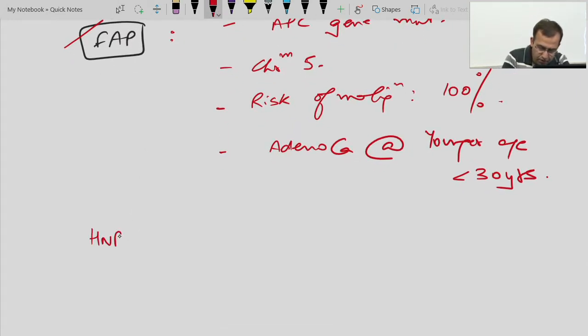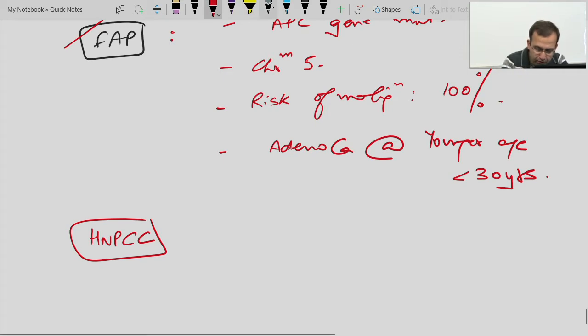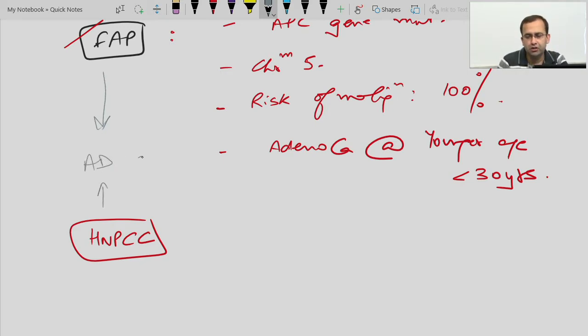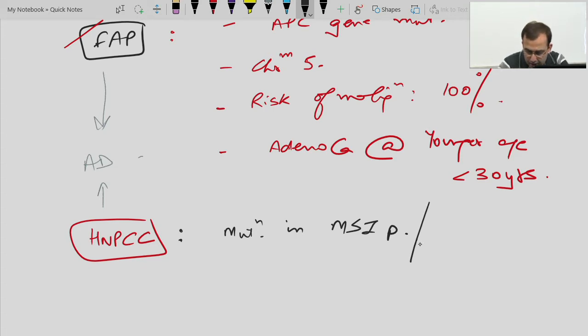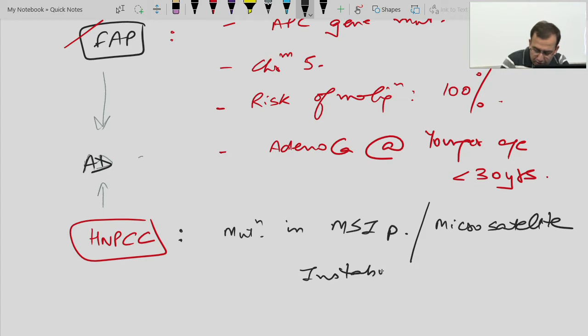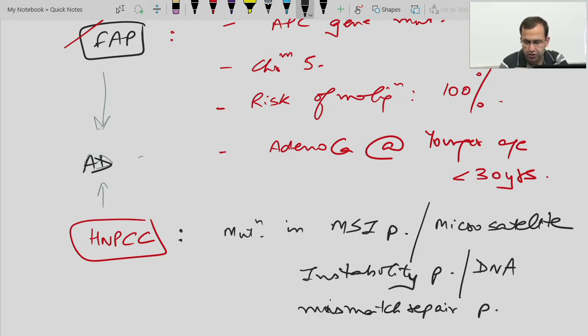Next, one of the options was HNPCC. Both FAP and HNPCC are autosomal dominant in nature. HNPCC occurs only because of mutations in the MSI pathway. MSI stands for microsatellite instability pathway, also called the DNA mismatch repair pathway.